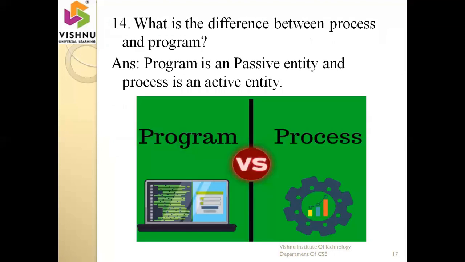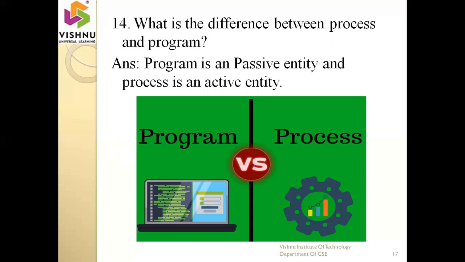Next, what is the difference between process and program? A program is called a passive entity, and a process is called an active entity. Why do we say passive and active? Passive means you just construct the different instructions. You just create the program, but you do not execute it.